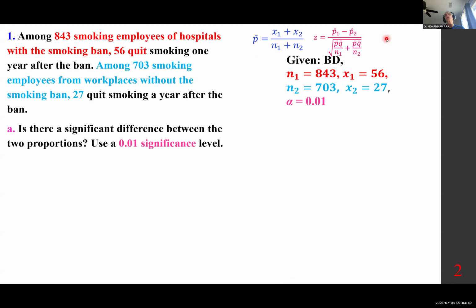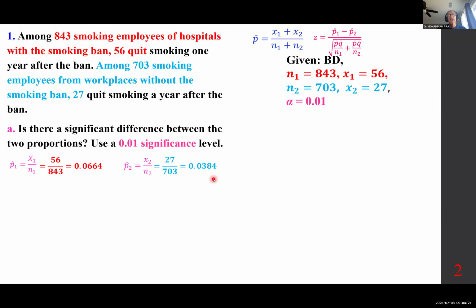And now we need to calculate, according to the given, P1 hat, P2 hat, Q1 hat, Q2 hat. So as you recall, P hat is X over N. So P1 hat is X sub 1 over N sub 1, 56 over 843. And you carry out many decimals or exact fraction. We do the same thing for the second one. P2 hat is X sub 2 over N sub 2. And here's the decimal representation of that.